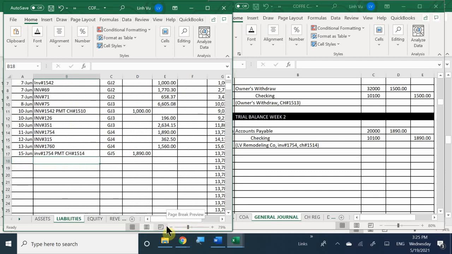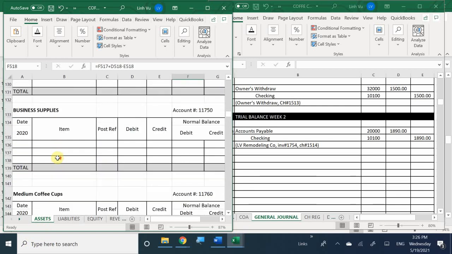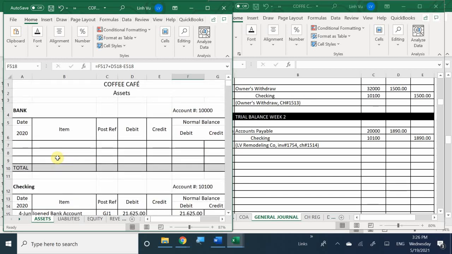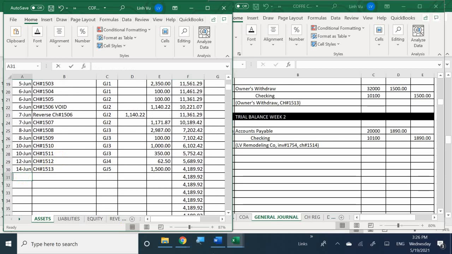Now we want to go over the assets to checking. Start with 615, check number 1514, GJ5 for a credit of 1890. Should give us a grand total of 2299.92 in our debit. Good.